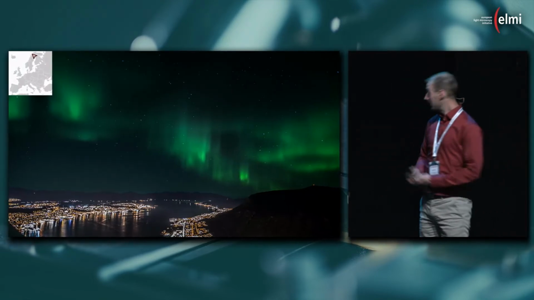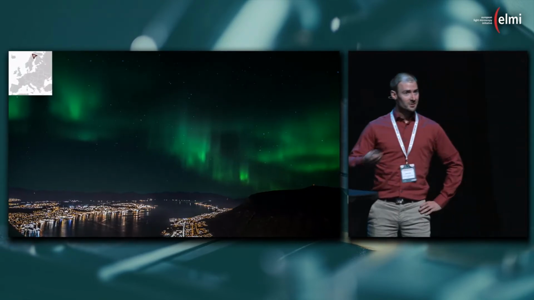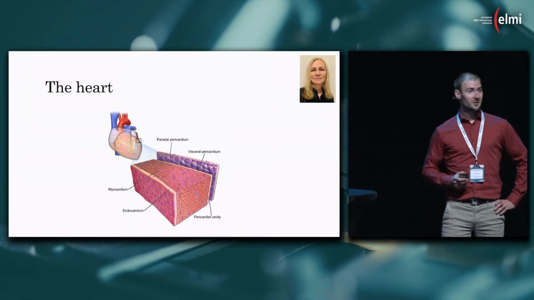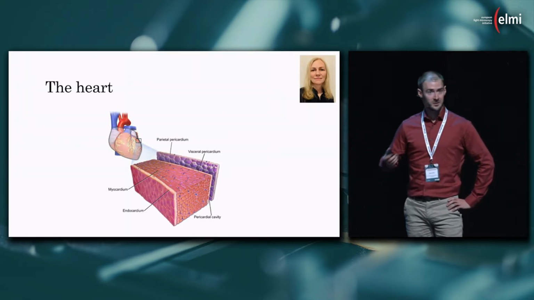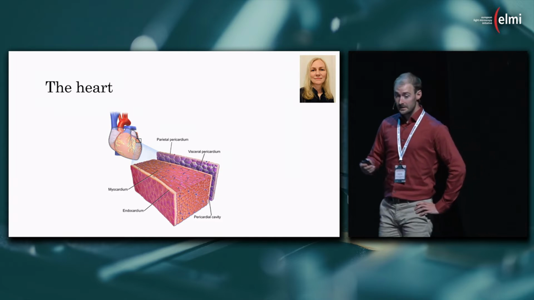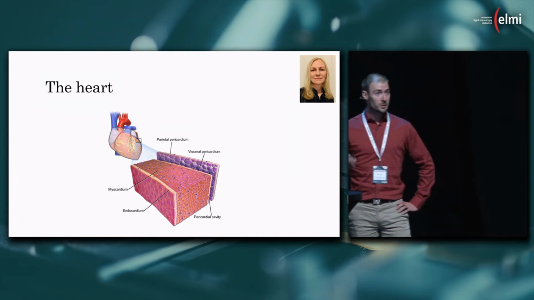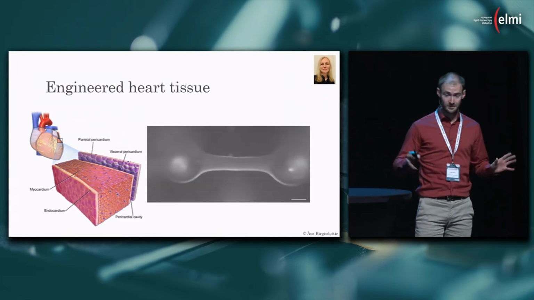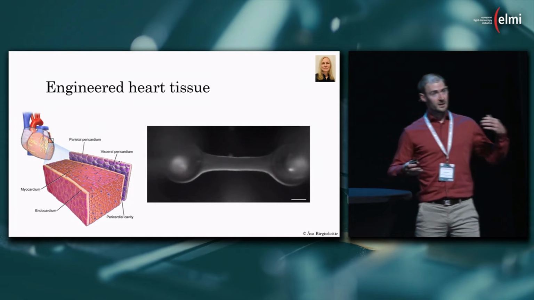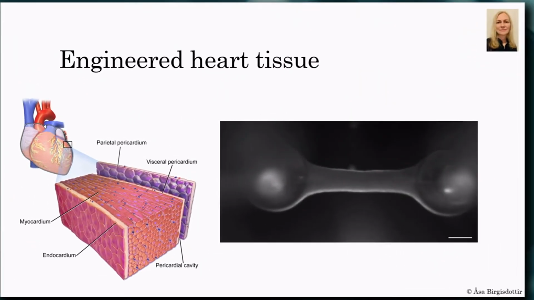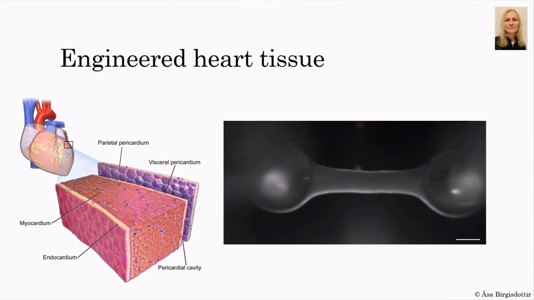And one person that is very interested in doing that in collaboration with me is Åse Birgisdottir, and she's very interested in the heart. She works in a hospital, and she works on human heart tissue, and she has a wonderful system where she takes induced pluripotent stem cells to make these types of tissues. They're beating, they're 3D, they're alive. The scale is 1 millimeter. It's huge as far as we are concerned.